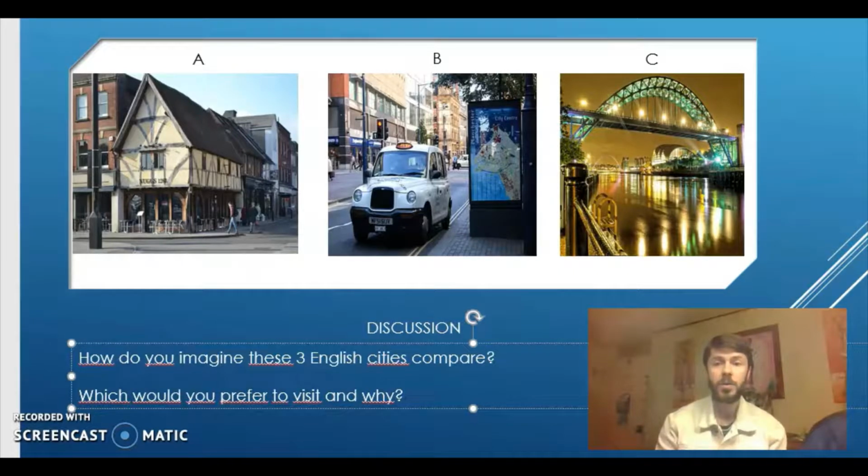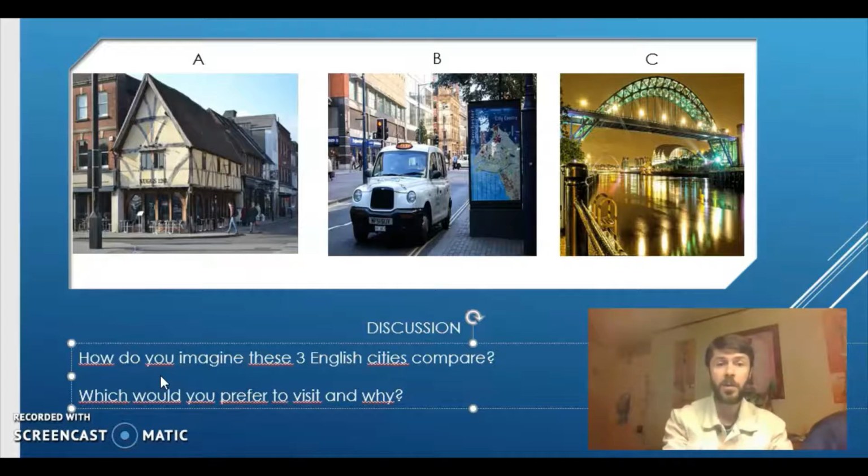The topic, as I like to say, is cities. I'm going to talk to you today about three cities in the UK, specifically in England, where I've lived. Here we can see three pictures, A, B, and C. The first little task is I want you to answer these questions in pairs, discussion, or if you're on your own, just make a list of keywords on a piece of paper or in your notebook.